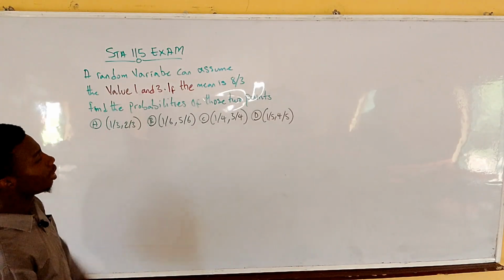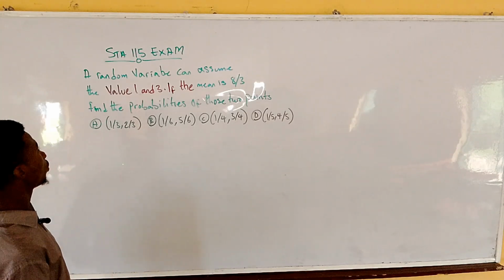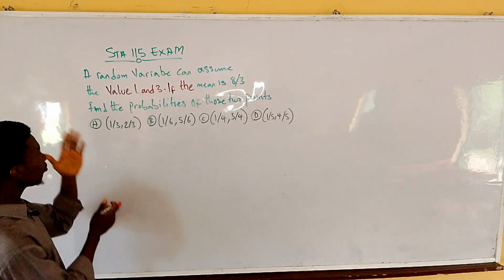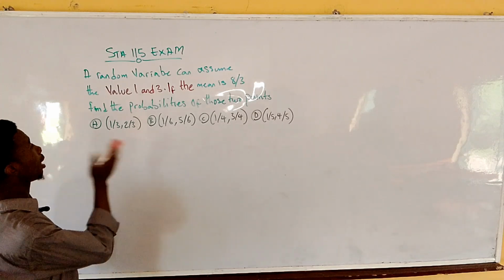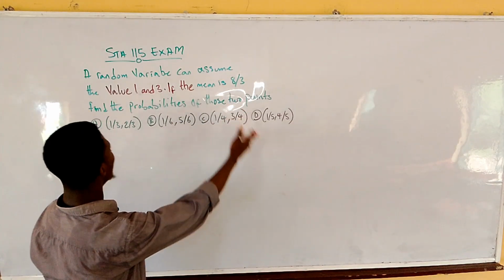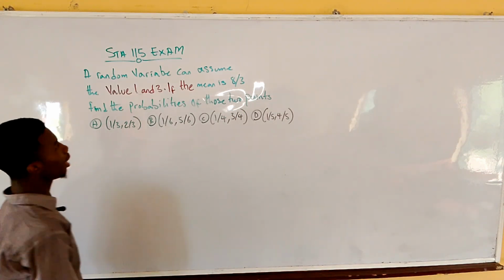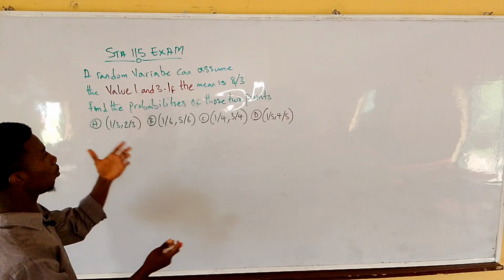So what we have before us here is a Stat 115 exam question. And what's this question saying? It's pretty simple. It says a random variable can assume the value 1 and 3. If the mean is 8/3, find the probabilities of those 2 points.